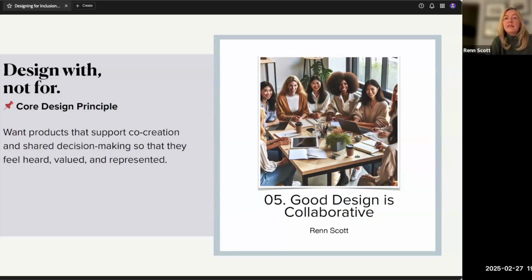We want to make sure that these diverse perspectives are included and that the people that we're designing for feel heard, valued, and, realistically, that they are represented in the final product. Any thoughts or questions before we go into the case study examples?